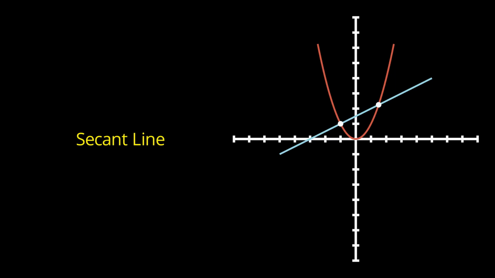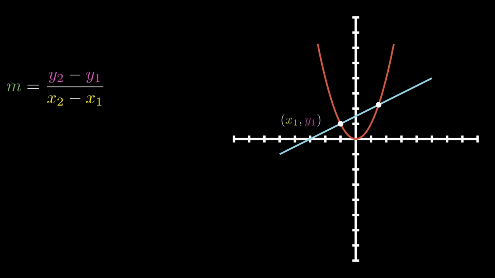Now let's say we wanted to calculate the slope of this secant line. Of course, to calculate the slope, we can use our slope formula, y2 minus y1 all over x2 minus x1. So we can say this first point right here is x1, y1, and we can say this second point right here is x2, y2.